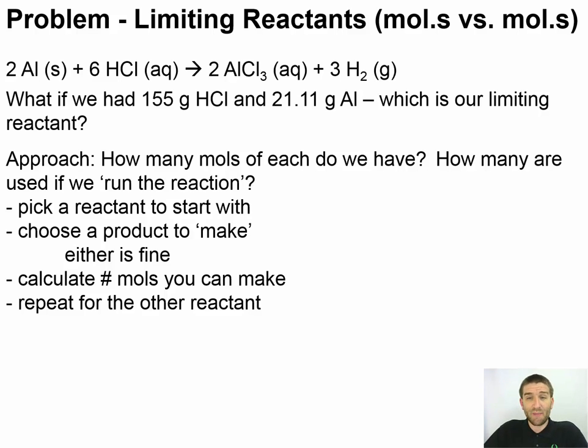Now, you're going to calculate how many moles of that product you can make. Then you're going to switch over to the other reactant to see how much you can make, and whichever one makes the least amount is the one you ran out of first. Now go ahead and pause the video and try this problem.